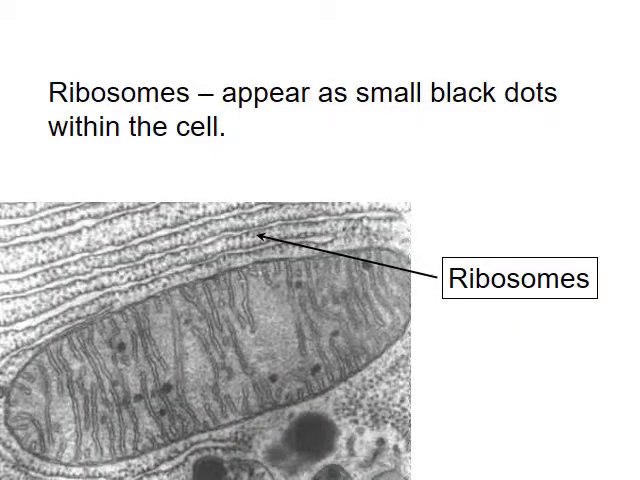Alright, the next structure that we have here are ribosomes, and these will appear as small black dots within the cell. Sometimes they will be attached to endoplasmic reticulum, sometimes they won't be. So we can see here this particular section has the ribosomes on endoplasmic reticulum. Down here the ribosomes are free and just in the cytoplasm.